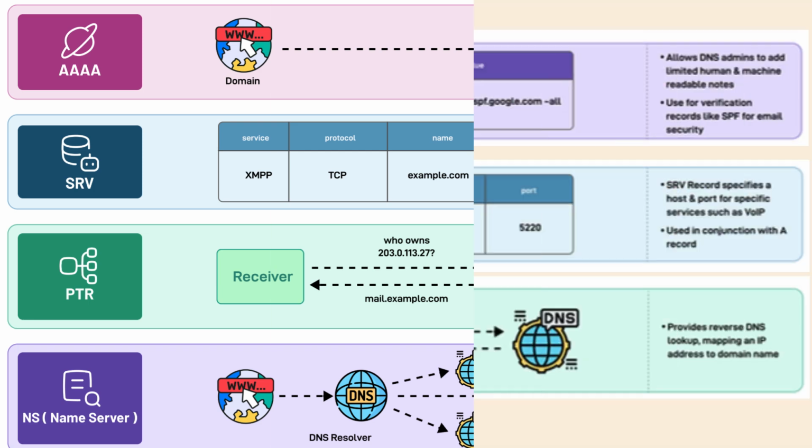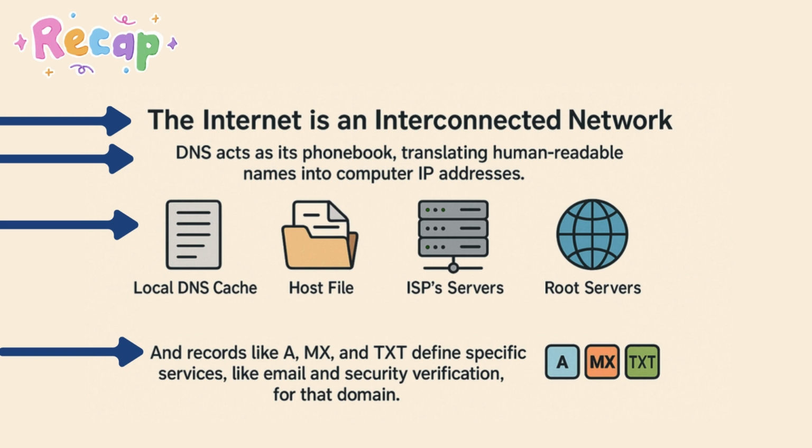To recap, the Internet is an interconnected network. DNS acts as its phone book, translating human-readable names into computer IP addresses. The lookup follows 4 steps: local DNS cache, the host file, your ISP servers, and finally, the global root servers. And records like A, MX, and TXT define specific services, like email and security verification, for that domain. This quick, behind-the-scenes process is what makes the Internet work.